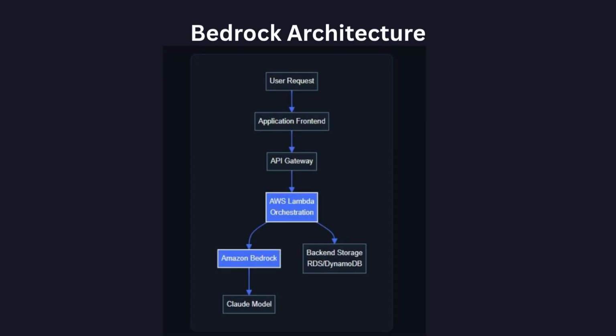Bedrock architecture. Next, we examine the architecture. A user sends a request to the application front end. The request goes through an API layer, typically API Gateway. Then, AWS Lambda handles orchestration, including prompt construction, context retrieval, and response processing. Amazon Bedrock performs the model inference using Claude. Backend storage such as RDS or DynamoDB is used to maintain application data. This architecture is serverless, event-driven, and automatically scales while minimizing operational overhead.